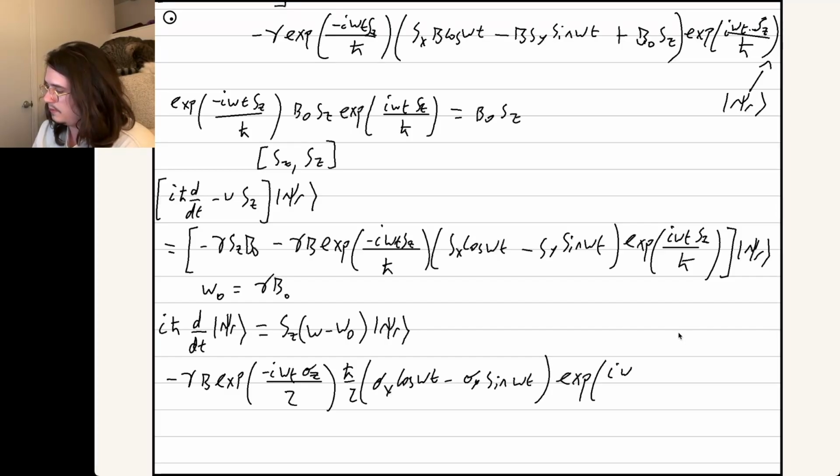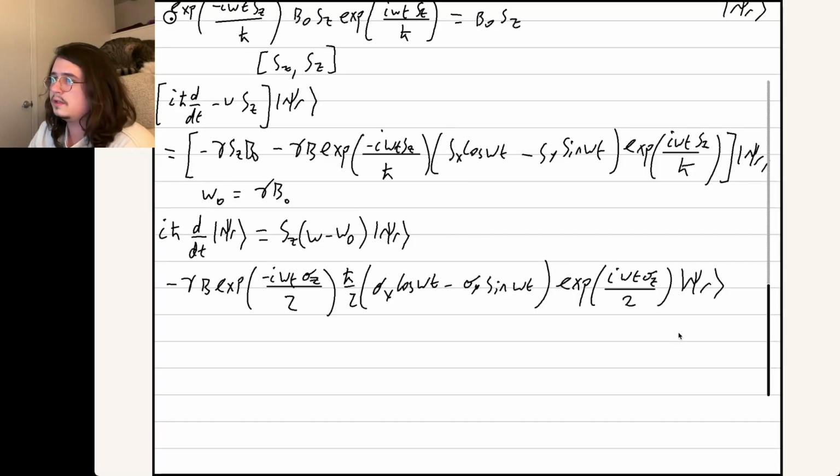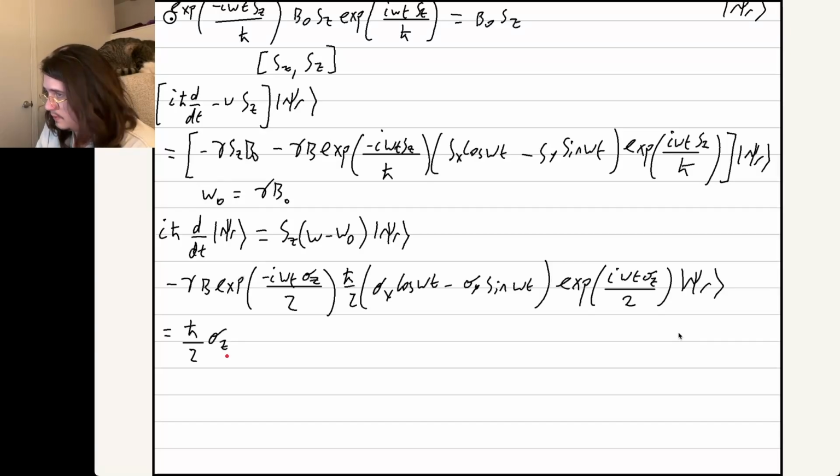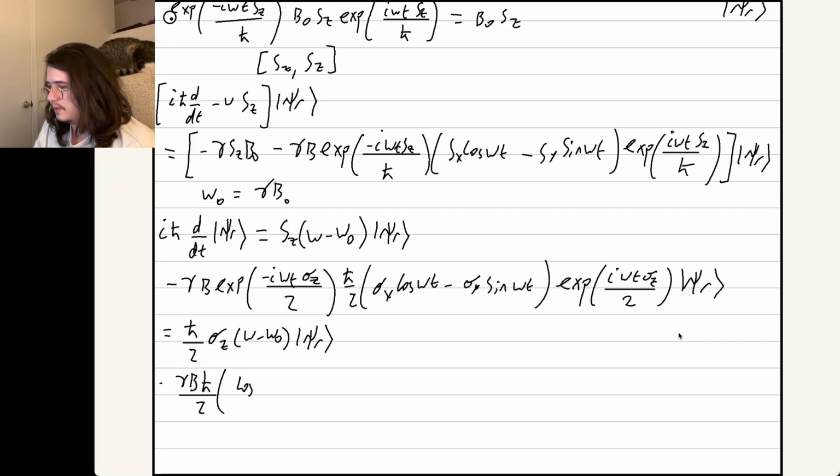And then the operator is now sigma z over 2 instead of S z over h bar, all of that acting on psi r. Cool. So I'm not going to write the left-hand side anymore. Rewriting now the S z stuff, it's h bar over 2 times the Pauli matrix sigma z times the quantity omega minus omega naught, psi r, and then simplifying the prefactor on this guy, which isn't B naught but B, so gamma B h bar over 2, and then this is cosine omega t over 2.